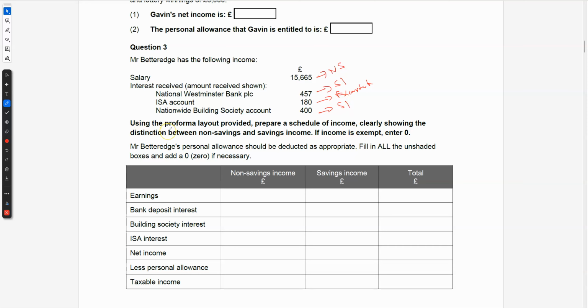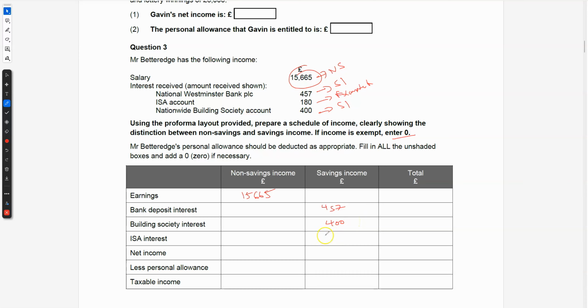It says, using the pro forma layout provided, prepare a schedule of income clearly showing the distinction between the non-saving and saving income. If income is exempt, enter 0. So for the ISA, we're going to enter 0. For earnings, we're going to write the salary, that is non-saving, 15,665. Then we have the bank deposit interest, and that is savings income, 457. Then building society interest, that is 400.